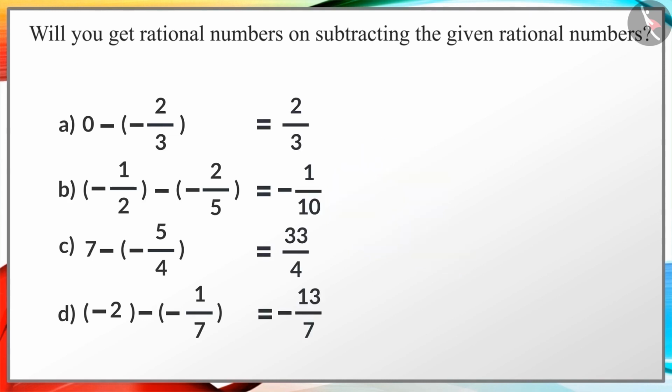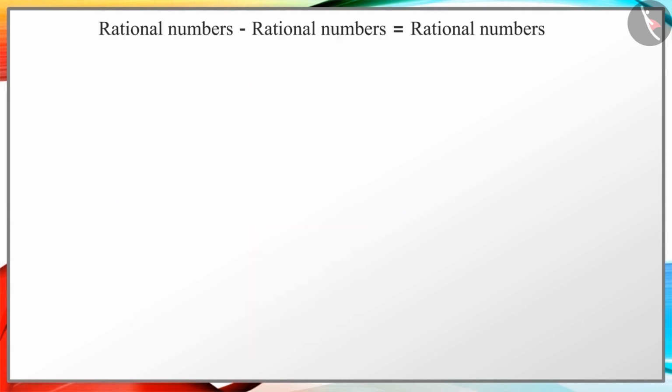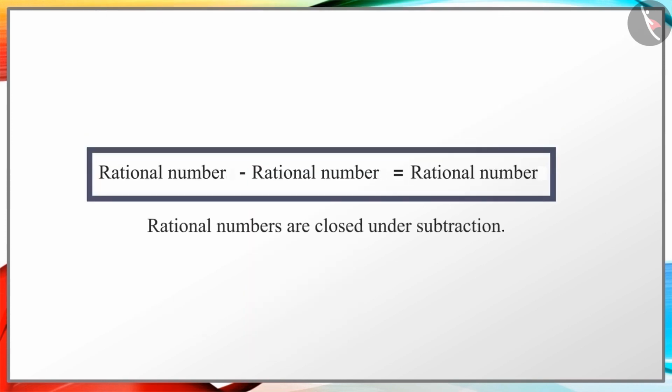Children, you must have obtained a rational number by subtracting these numbers, because rational numbers are closed under subtraction. You can also do this for other rational numbers.